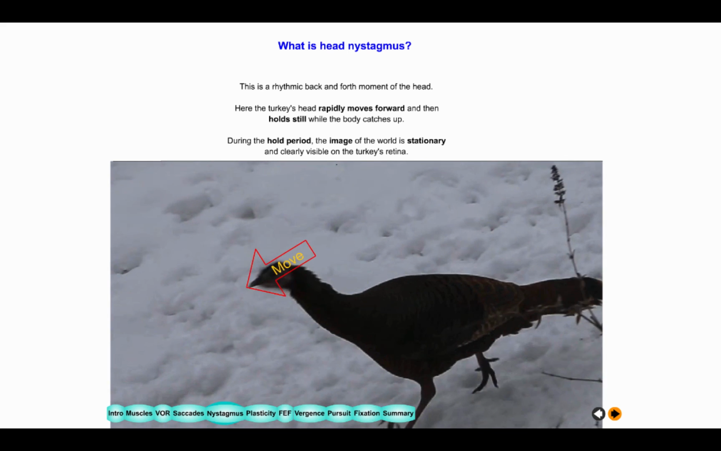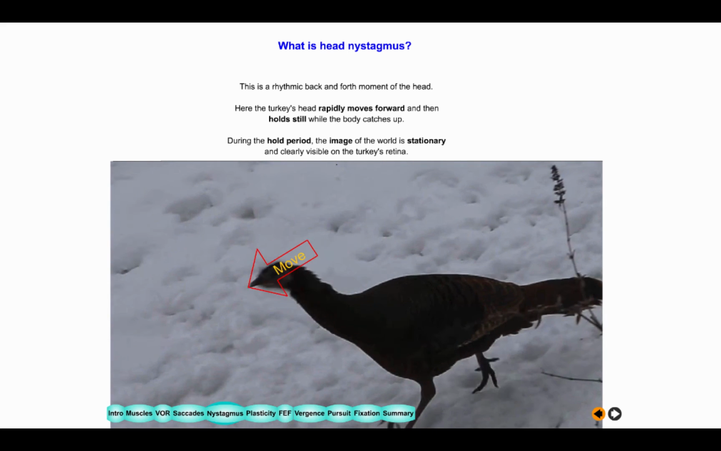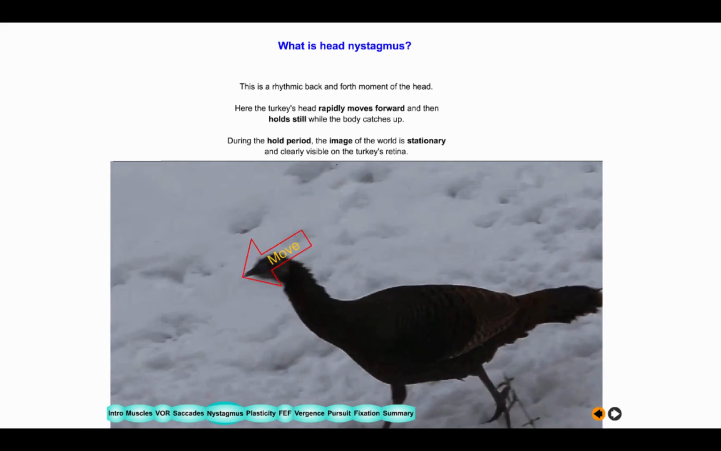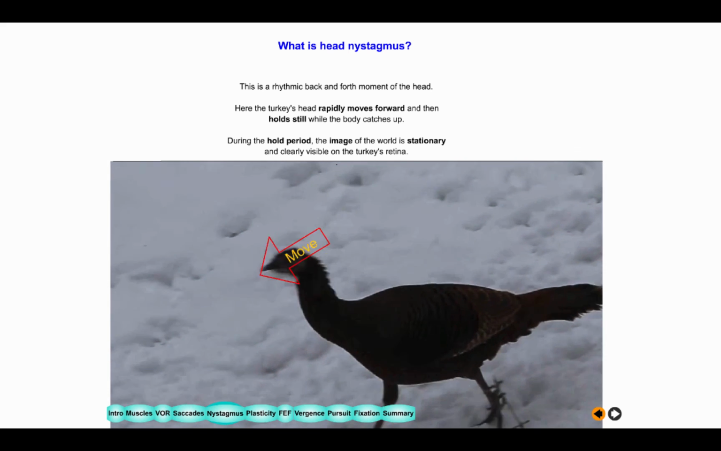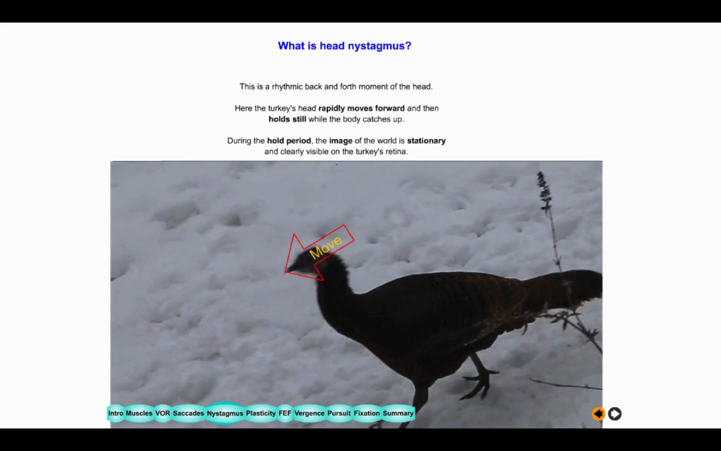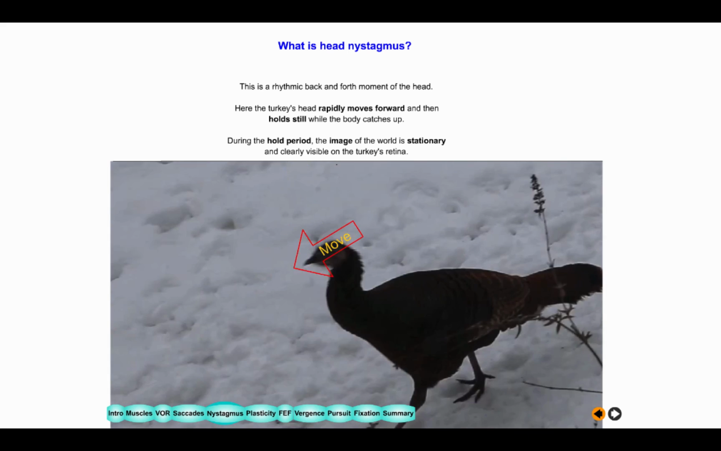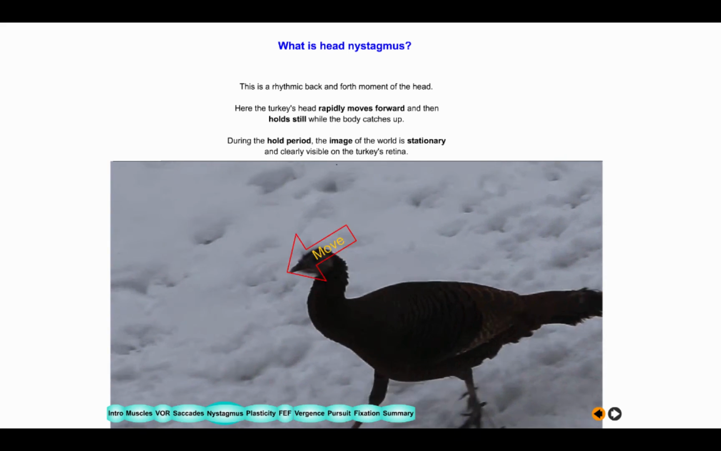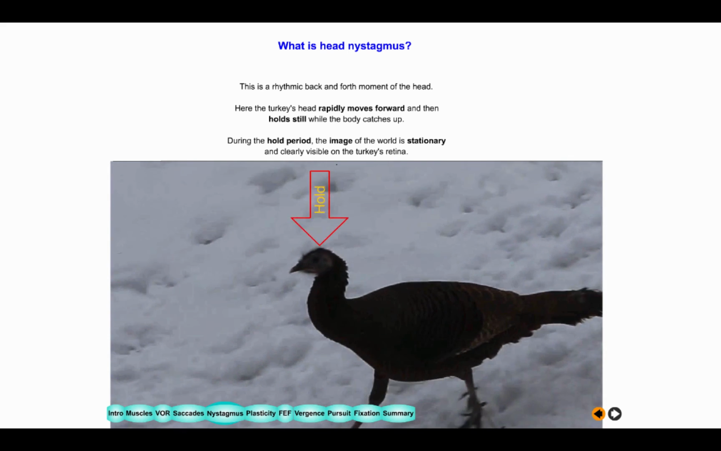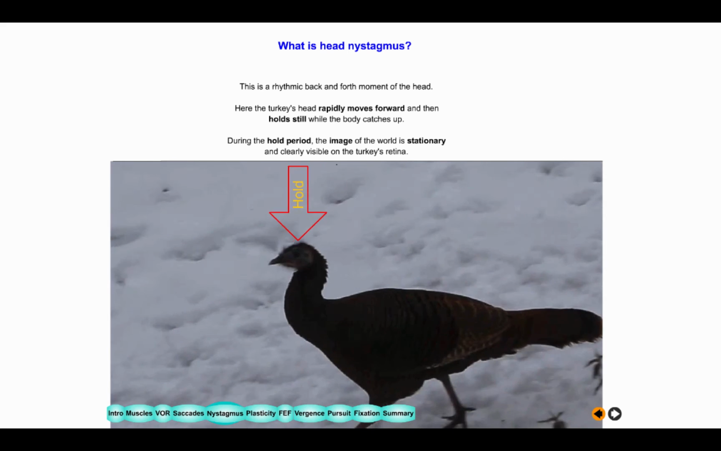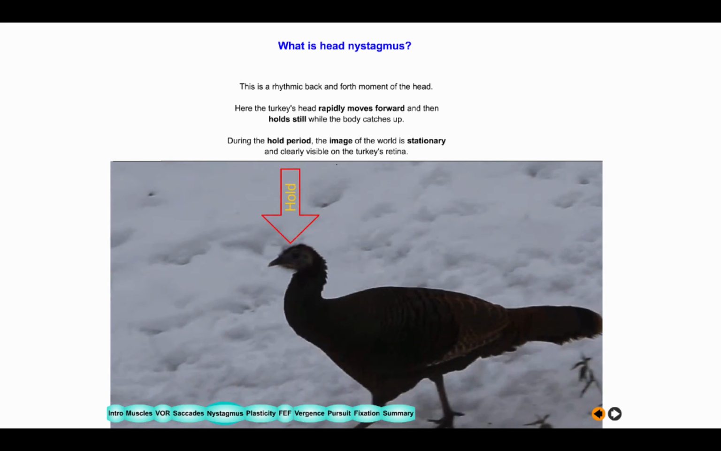It's got a hold and a move. If you look during the hold, its head is stable in space. Okay, its body is moving forward, and its head is just stationary. And then it flicks its head forward again, and then its body catches up, and then flicks its head forward again, and its body catches up. So it's like acting like the VOR, keeping its eye stable in space.